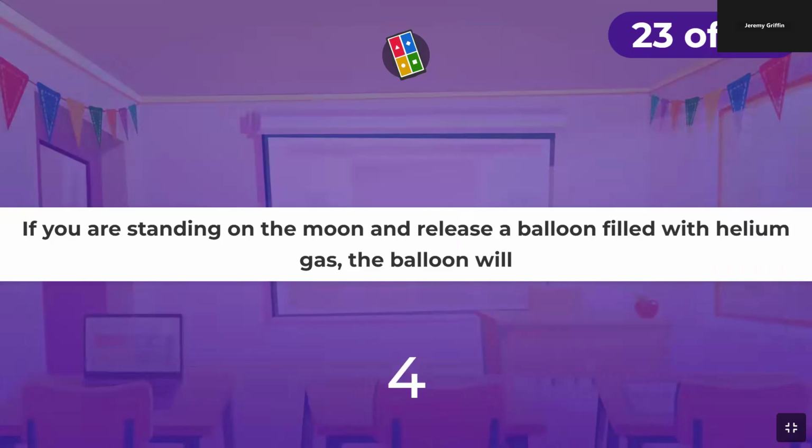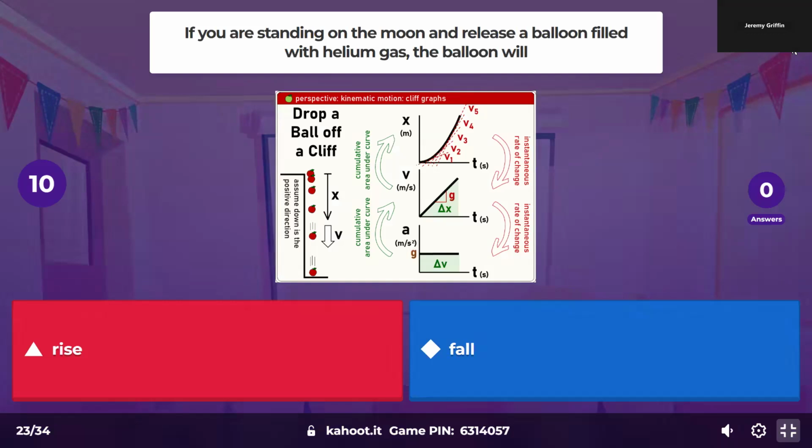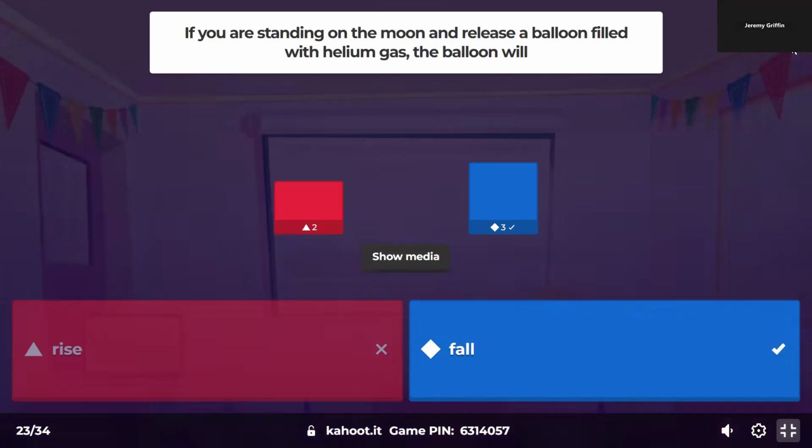You're standing on the moon. You release a balloon filled with helium gas. What will that balloon do? Fall down to the ground.